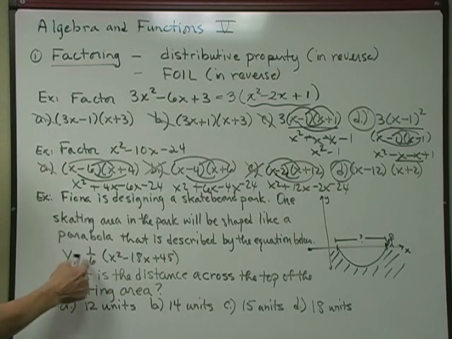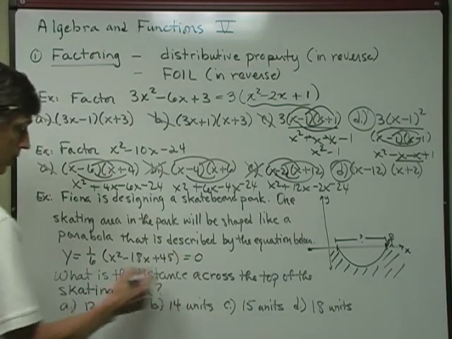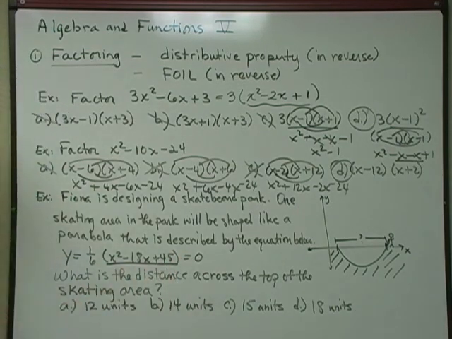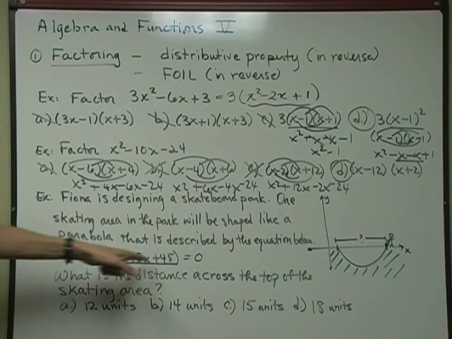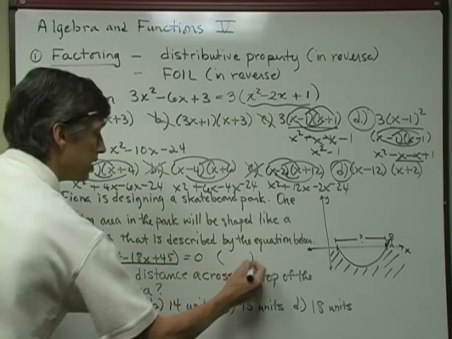Well, that can't be 0. That's 1/6. 1/6 times something equals 0 means that this would have to be 0. And this is where the factoring comes in. I have to find out what values make this equal to 0. And I can't just sit around all day plugging in numbers. So I would have to kind of reverse the FOIL process.